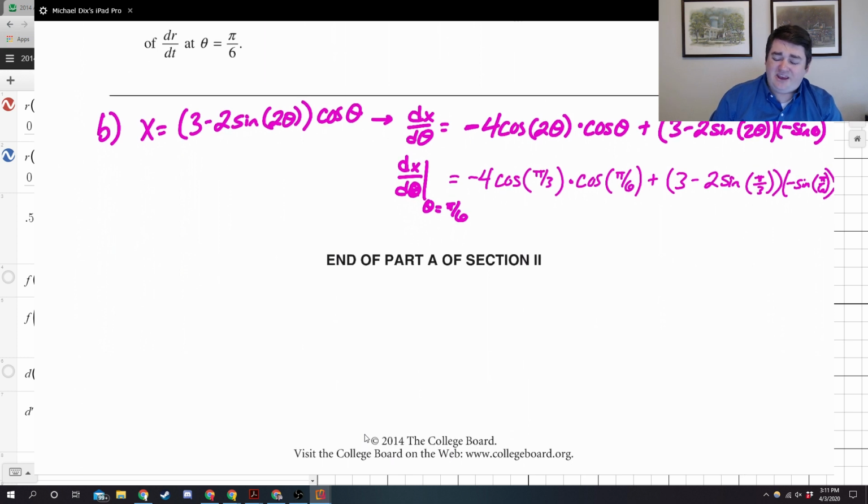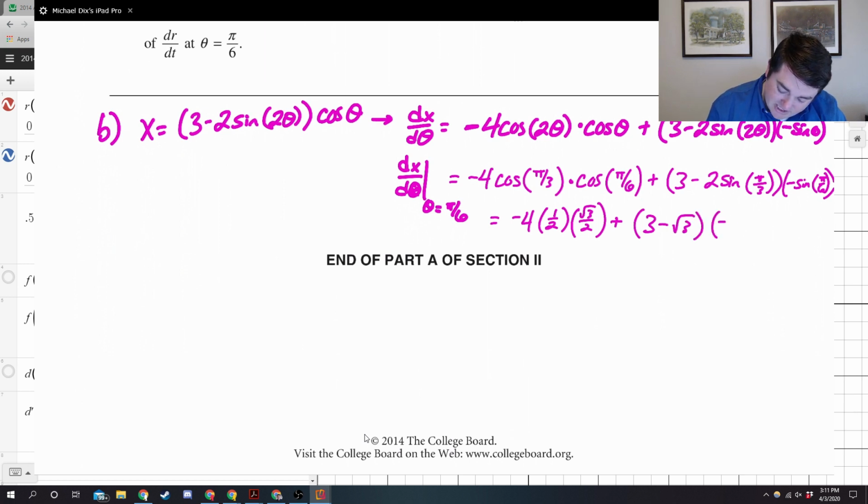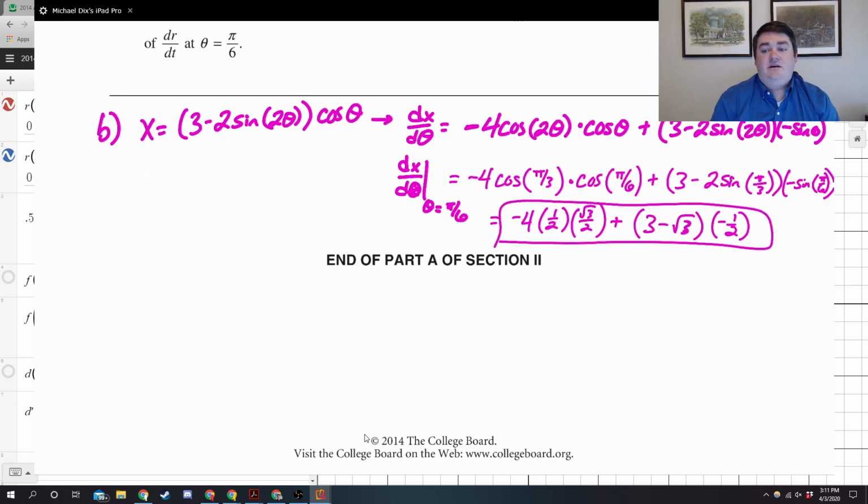You can box and run this. It kind of makes me a little bit uncomfortable. I'm still not okay leaving unsimplified trig expressions. So I would probably take it a step further. Negative 4 times 1/2 times square root of 3 over 2 plus 3 minus 2 times square root of 3 over 2, so square root of 3, times negative 1/2. I probably would leave that just as is. You can certainly simplify it.